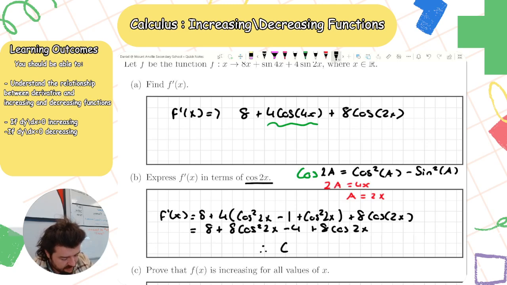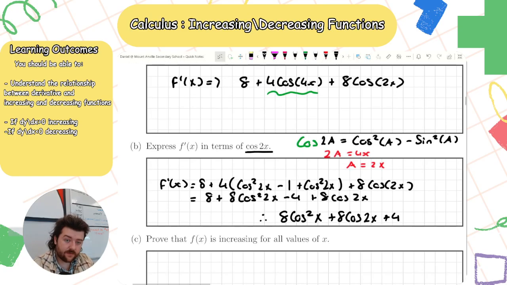Therefore, my answer is 8 cosine squared 2x plus 8 cosine 2x. Then 8 minus 4 is 4. That is my first derivative there.